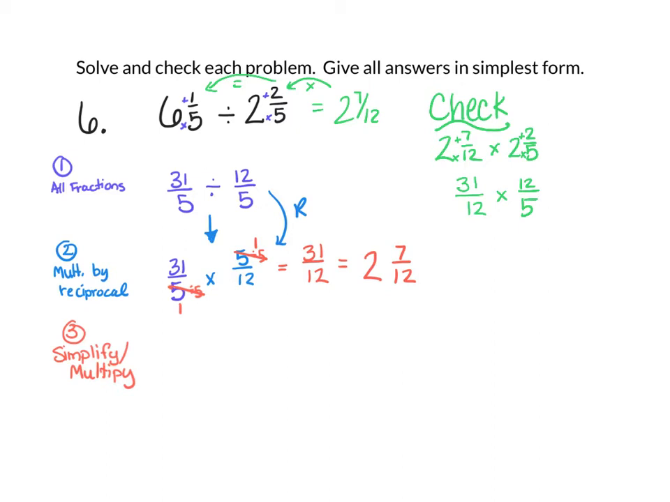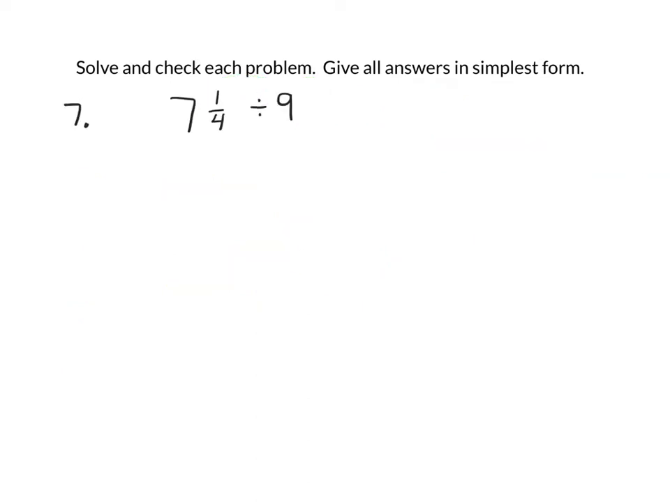So I can cancel out my 12s by dividing by 12 on the top and 12 on the bottom. And then I get 31/5, which equals 6 and 1/5, which checks out. So that means my final answer is 2 and 7/12.